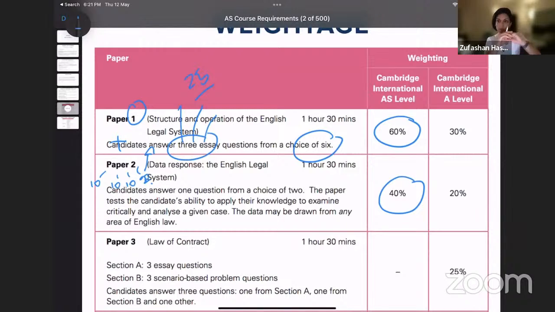The essays are similar, taken from your syllabus knowledge, but these 10-mark questions are always going to be unseen. You can never predict what the examiner can give you as a situation in the exam, all right? So don't ever go ahead to predict the situation. It will always be unseen.